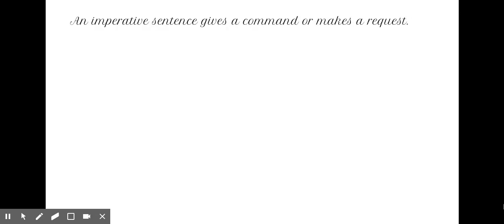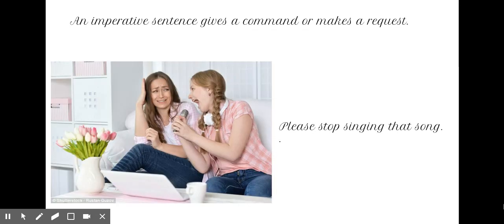An imperative sentence gives a command or makes a request. It also has this little thing called an implied you, where you is the subject of the sentence, even though we don't really say it. So here's an example. Please stop singing that song. I'm giving a command. Who am I giving that command to? I'm giving that command to you, or whomever I'm talking to.